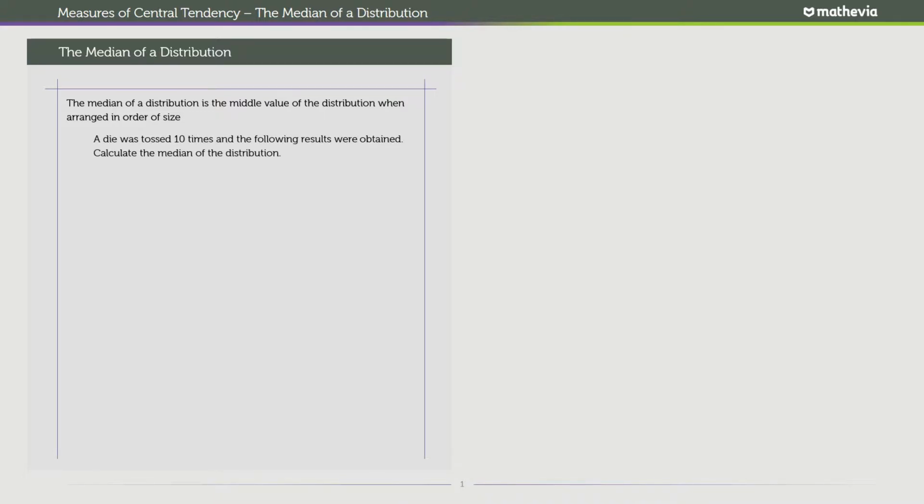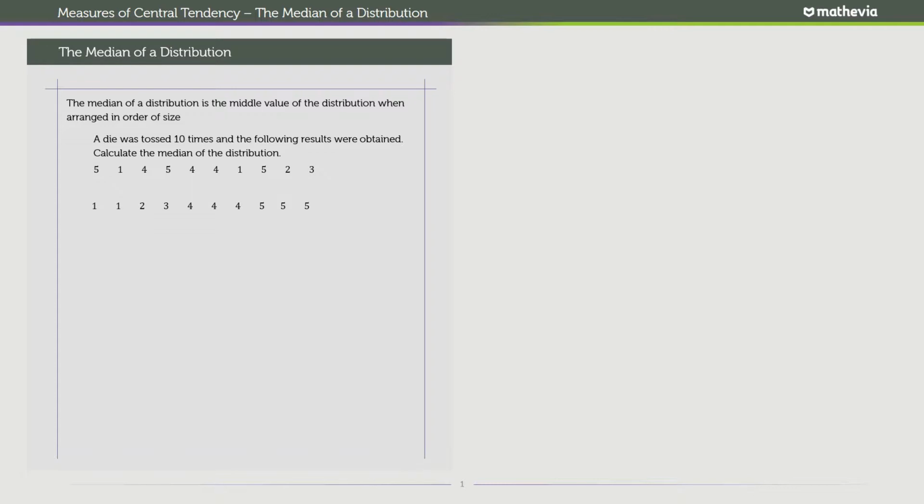Here's an example. We've been asked: a die was tossed 10 times and the following results were obtained. Find the median of the distribution. So we have these results, and the die was tossed 10 times. We got 5, then 1, then 4, then 5, and so on until the end. To find the median of this distribution, we arrange these in ascending order of size, from 1 up until 5.